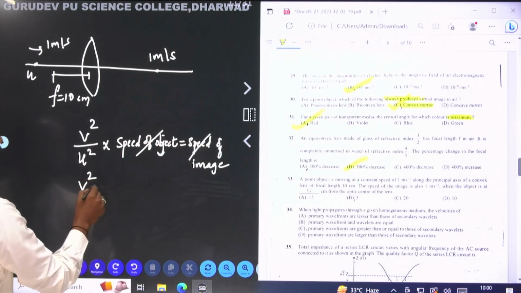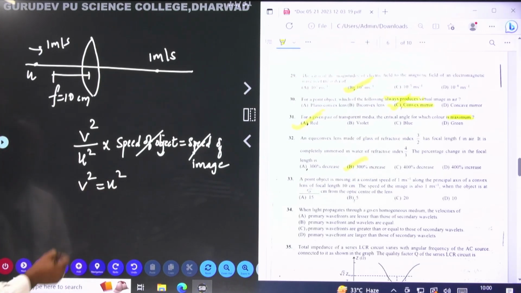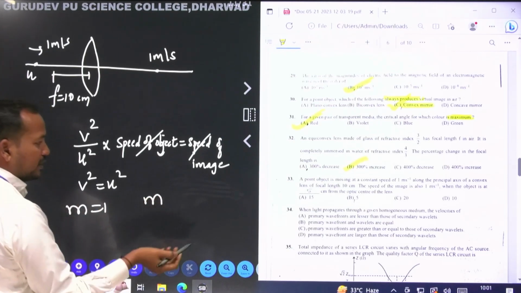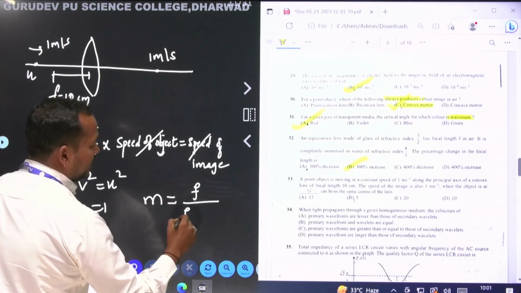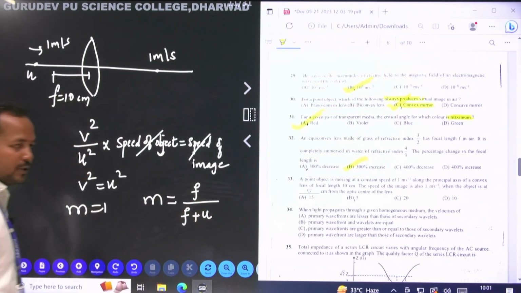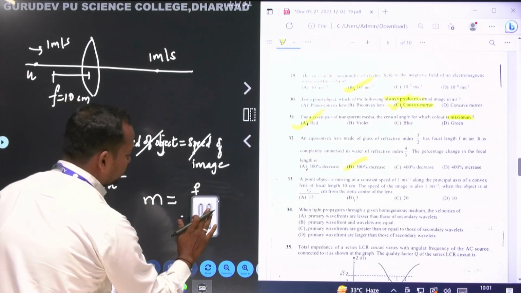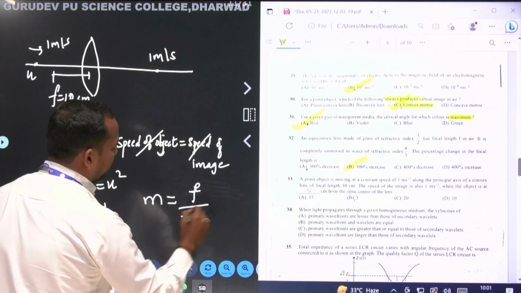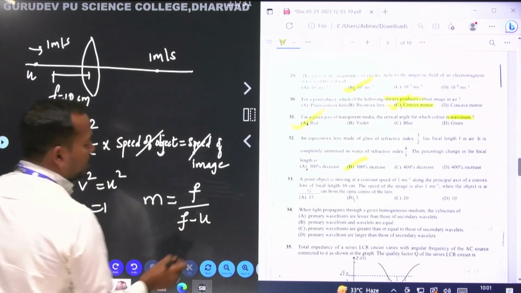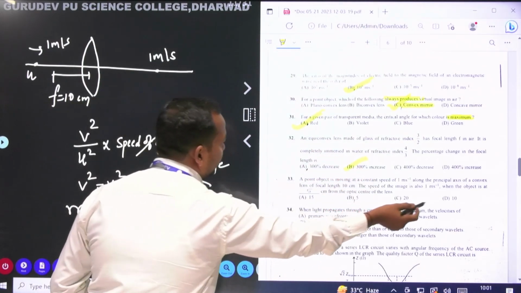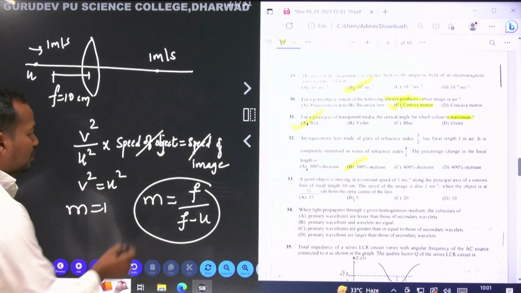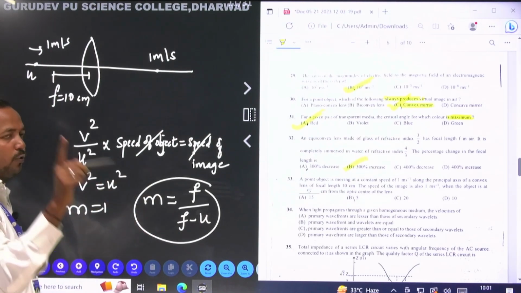Therefore v square is equal to u square, or we can say if v square is equal to u square, magnification is 1. Correct? And we have a formula for magnification in terms of focal length, that is m is equal to focal length f divided by f minus u. So using this formula, substitute all these values: 15, 5, 20, 10. For which value will you get magnification as 1? That is possible only for one value.